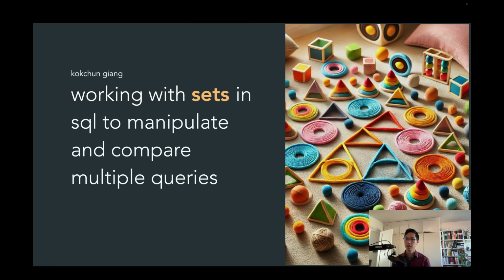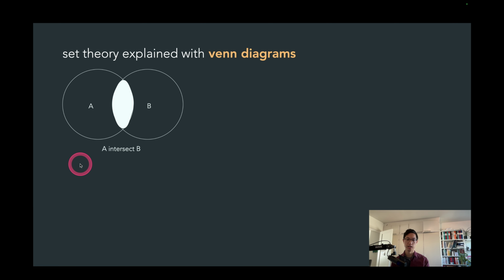So set theory, we'll explain it using Venn diagrams. You might have seen this already in mathematics studies, but this is very important in set operations in SQL. You can see each set as a result set, basically. What we can see here is an operation called intersect. So A intersect B. You have the result set from A and the result set from B. And the intersection is what is common in both of these result sets.